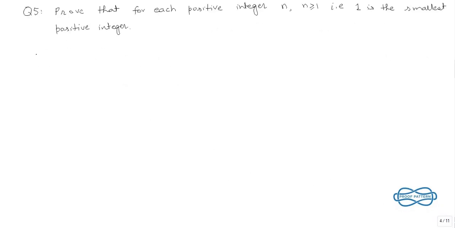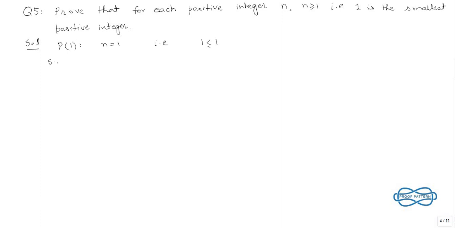Okay. Next question is question 5, and the statement is that prove that for each positive integer n is greater than or equal to 1. That is, 1 is the smallest positive integer. Means we have to prove that 1 is the smallest positive integer. So the condition is that P1 is true for n is equal to 1 clearly, that is 1 is greater than or equal to 1. So the condition is true for n is equal to 1.